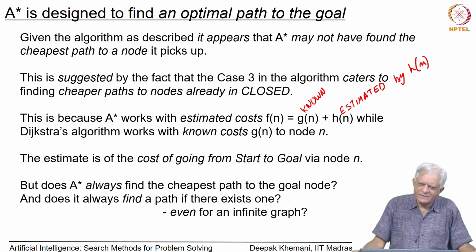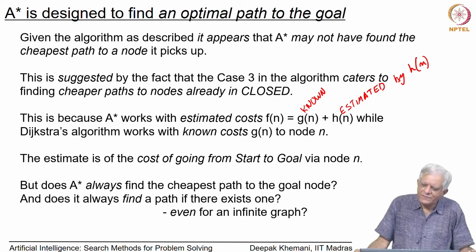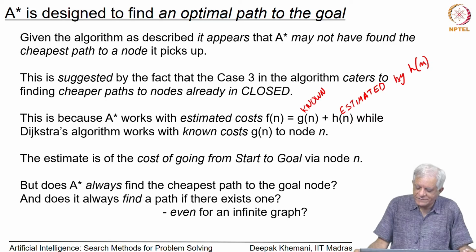If you remember the discussion we had when we started with search, with blind algorithms like depth first search and breadth first search, we had observed that depth first search can get caught in an infinite loop if it goes down an infinite path, if the search space is infinite. Whereas breadth first search, which wades through the search space level by level, would have found a path to the goal if there existed one, even if the rest of the graph was infinite.